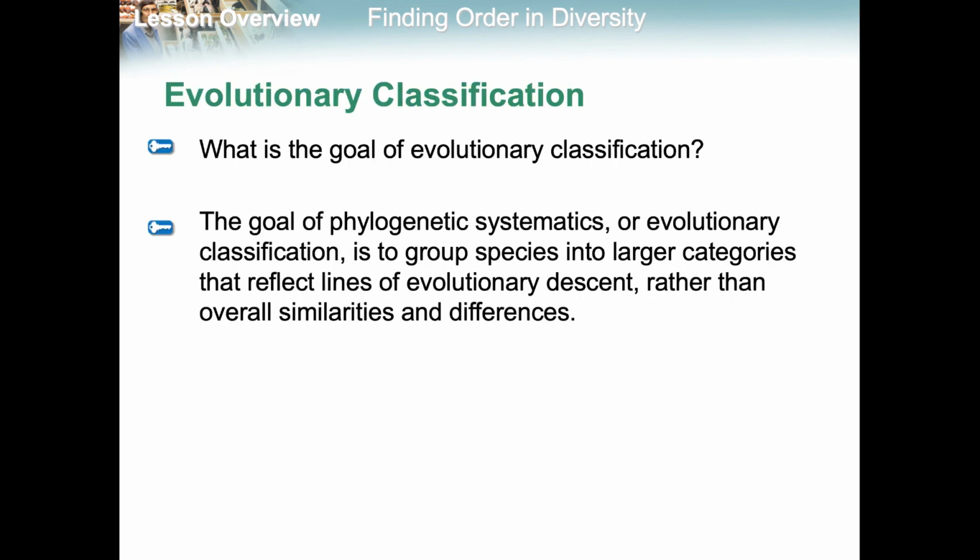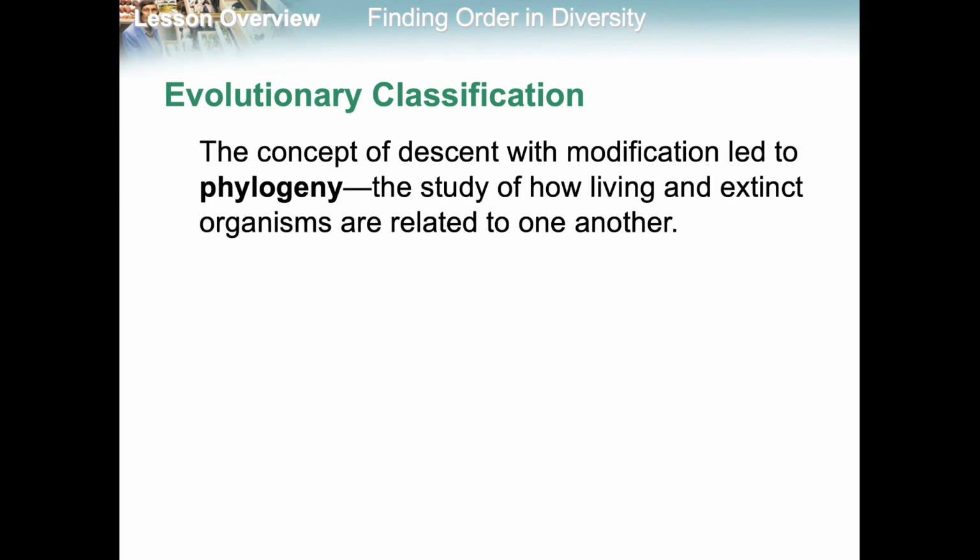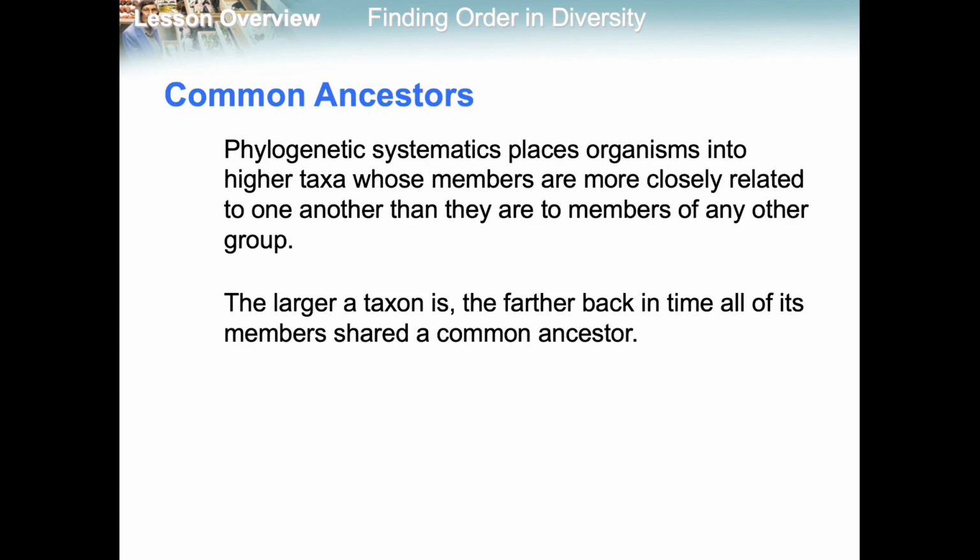So the goal of classifying is to put them into specific groups and to see how they connect from evolutionary descent. So what started us off and then how we got to where we are, other than overall similarities and differences. The concept of descent with modification led to phylogeny, which is phylogenetic trees, which we're going to see now. This is a study of how living and extinct organisms are related to one another.